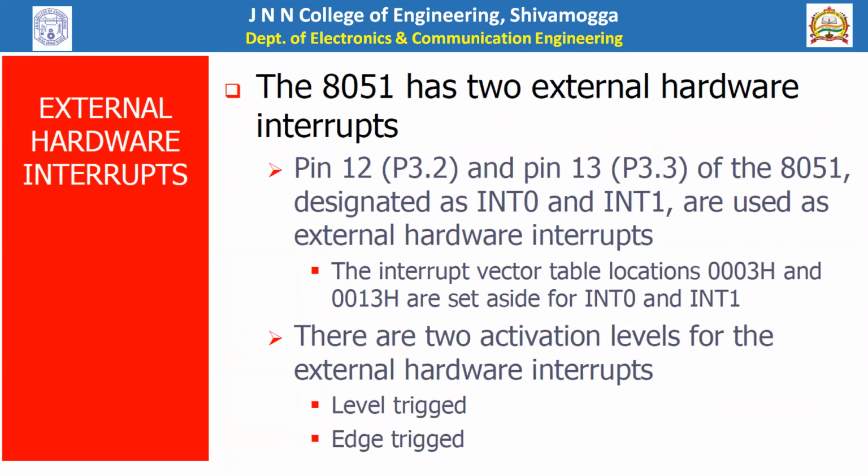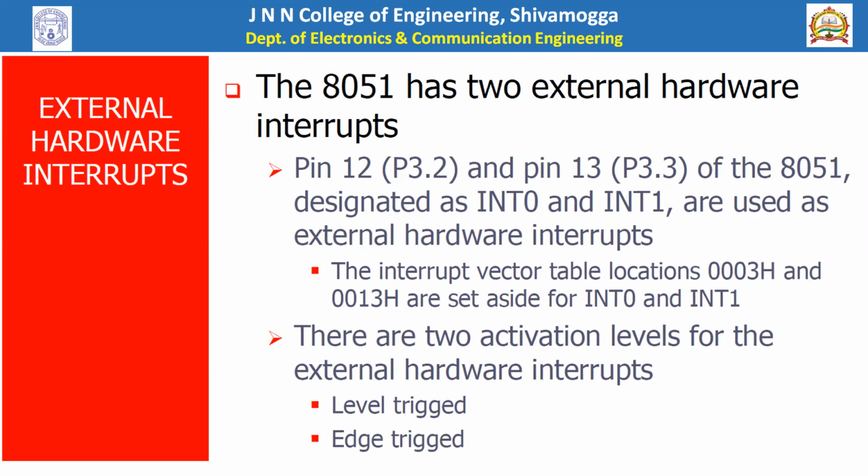So now let us see some external interrupts. 8051 has two external interrupts, P3.2 and P3.3, INT0 and INT1, pin number 12 and pin number 13 of the microcontroller. They are used as external hardware interrupts. The interrupt vector table locations 0003 and 0013 are set aside for INT0 and INT1.